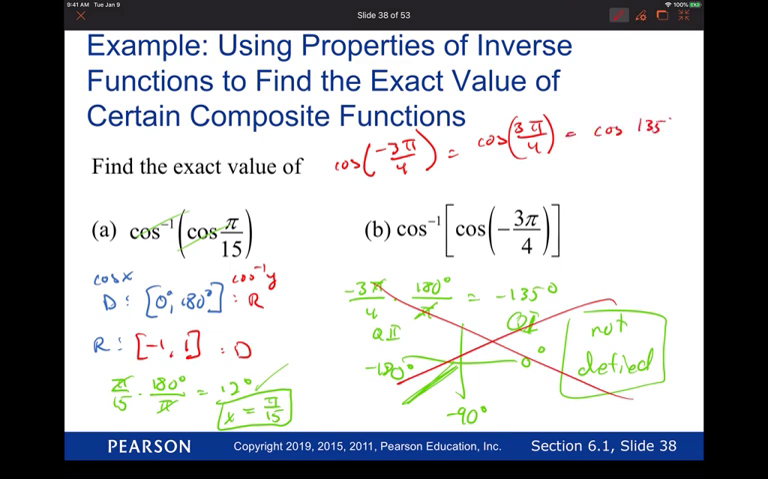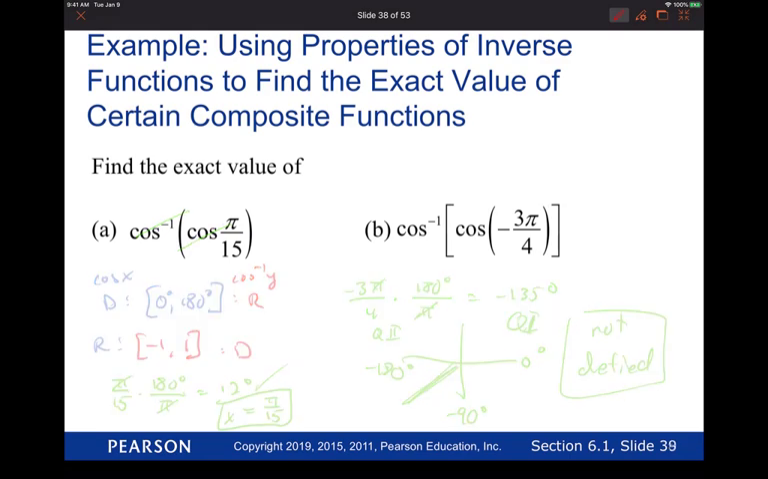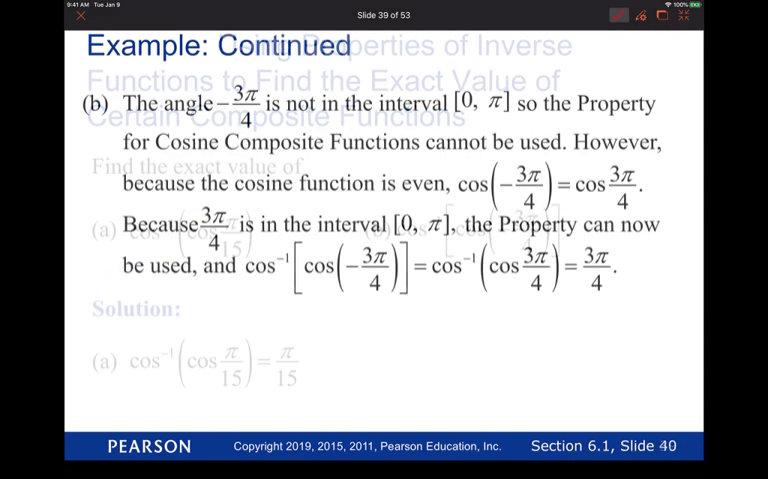Now we're in quadrant 2. So then that results, I think it's just x equals 3 pi over 4. Yeah, I think that's it. Let me look at it before we go forward. Yeah, just 3 pi over 4.